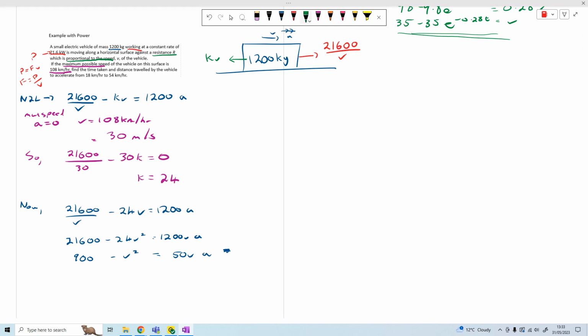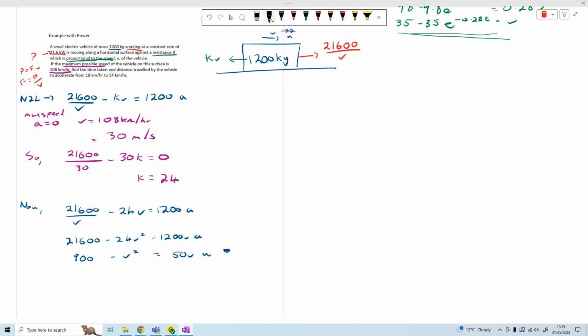So now let's jump into the first part. Let's think about what the question wants from here. Find the time taken and the distance traveled by the vehicle to accelerate from 18 kilometers an hour to 54 kilometers an hour. So I need to do two different things. I need to find the time taken and a distance, and they've given me velocities. So that tells me the relationships I'm looking for.